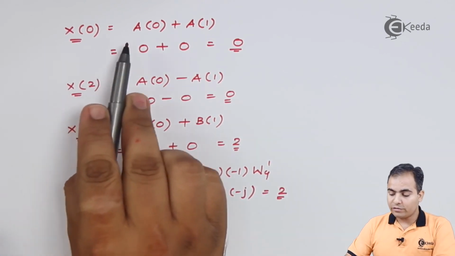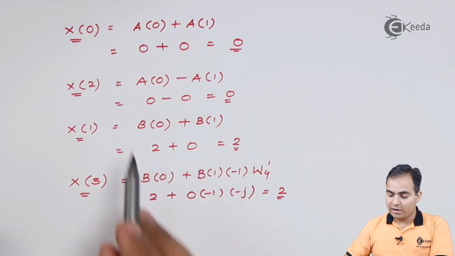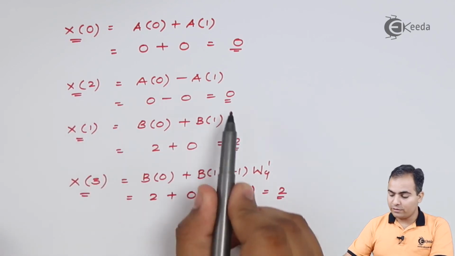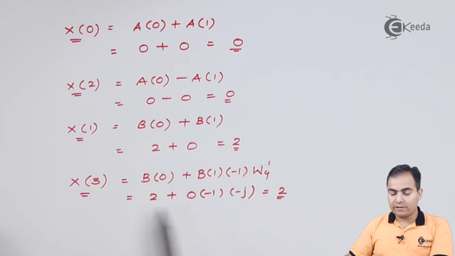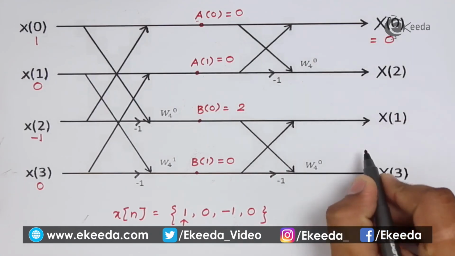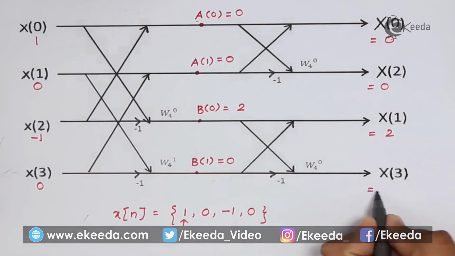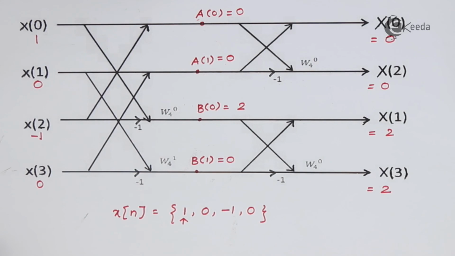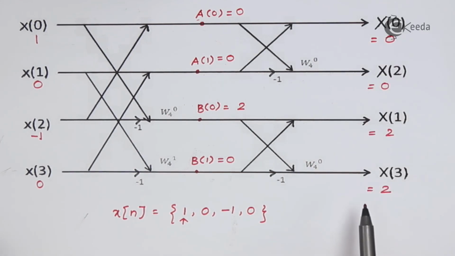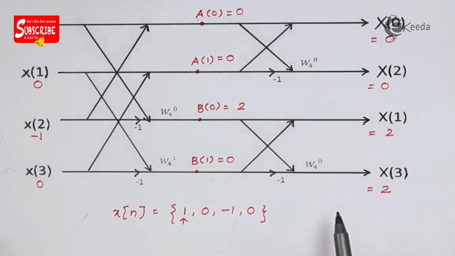After substituting all the values of A0, A1 and B0, B1 in my calculation, what I've got, x of 0 value is 0, x of 2 value is 0, x of 1 value is 2 and x of 3 value is 2. So, I'll substitute all these values in my butterfly diagram of DFT algorithm. This is our butterfly diagram and this is the result which is obtained, and this result is in DFT format.